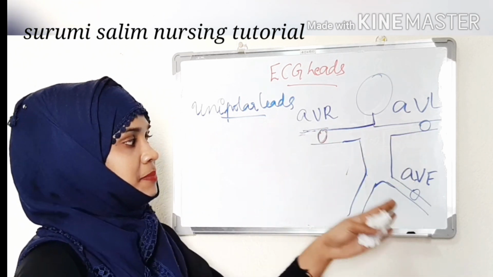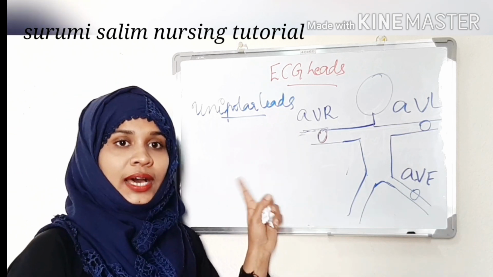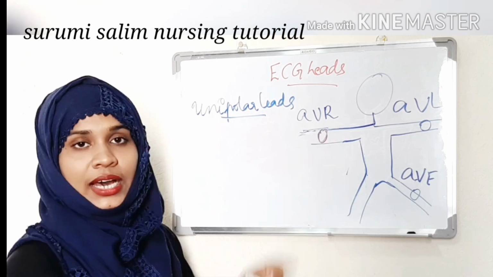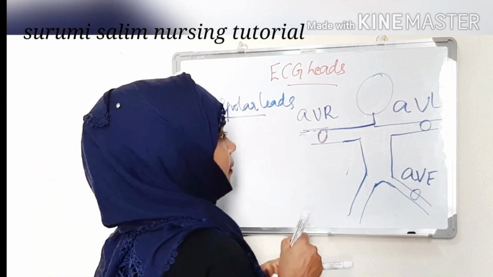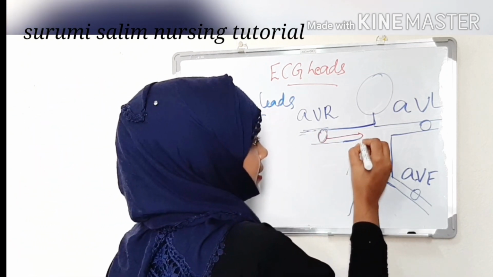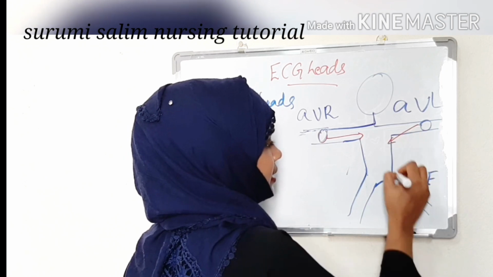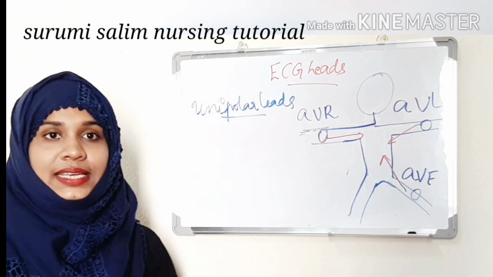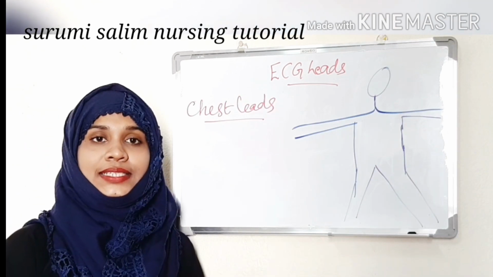So these are the placement of the unipolar limb leads or the augmented leads, and they view the heart in the direction like AVR like this, AVL like this, and AVF like this. Okay. Next we will see the chest. Now we will see the chest leads.